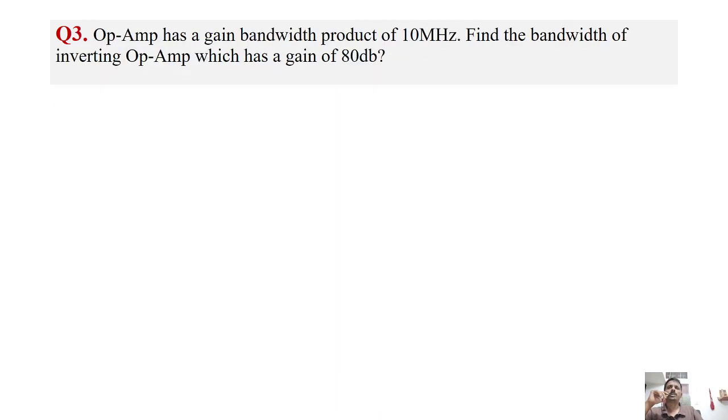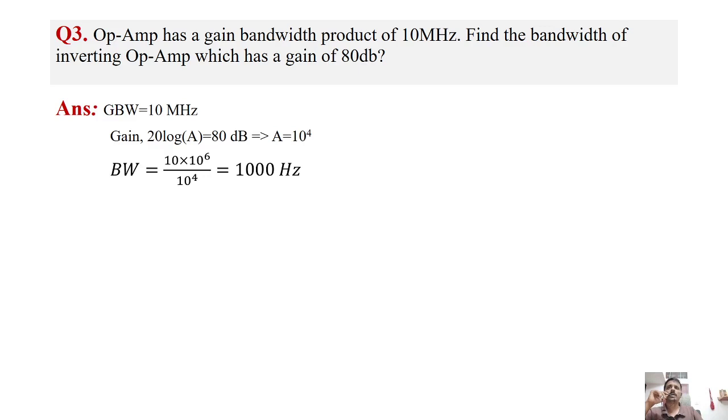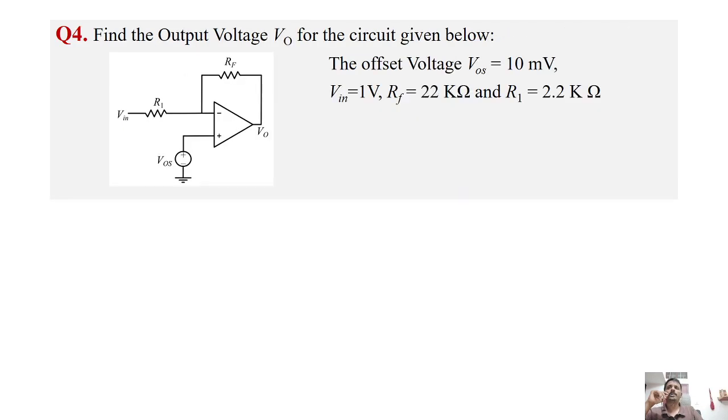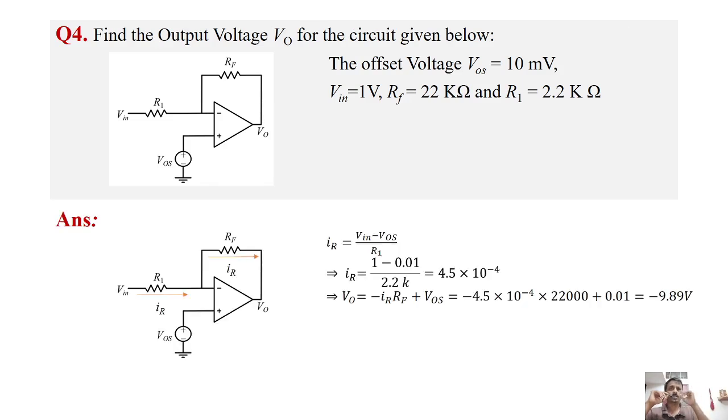The third question: the gain bandwidth product is given, and also the inverting op-amp configuration is given. The question is to find the bandwidth, so we just substitute and we will get it. The fourth question is to find the output of this circuit, again non-ideal, with offset voltage given. You need to find the voltage V0. Again it's straightforward; we can substitute and get the output voltage V0.